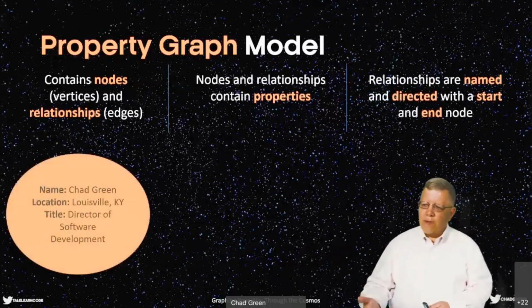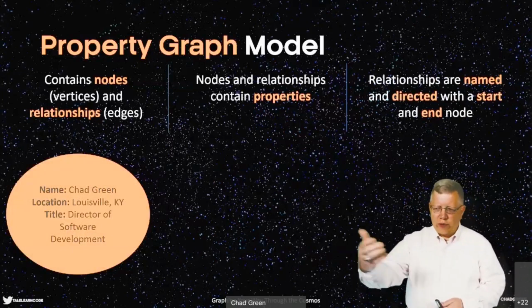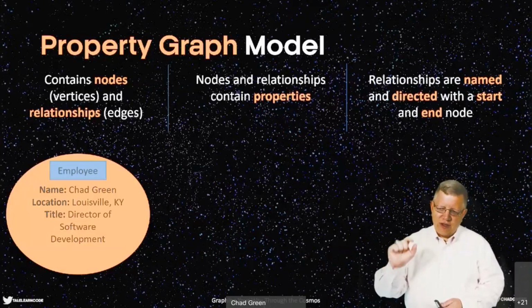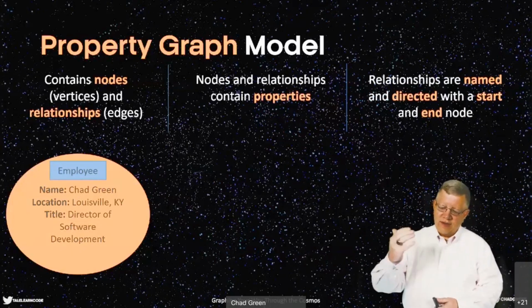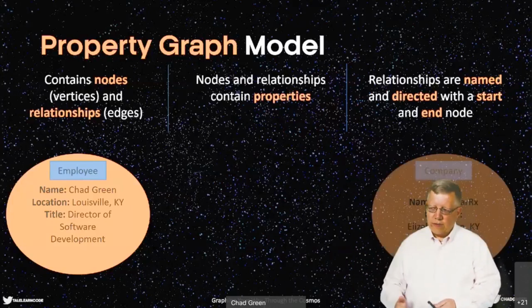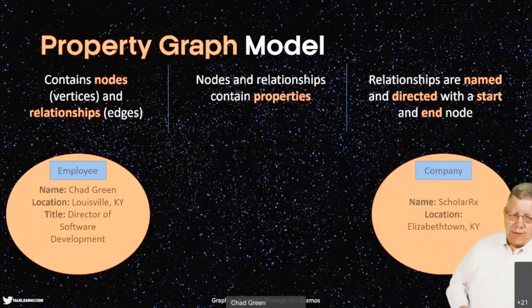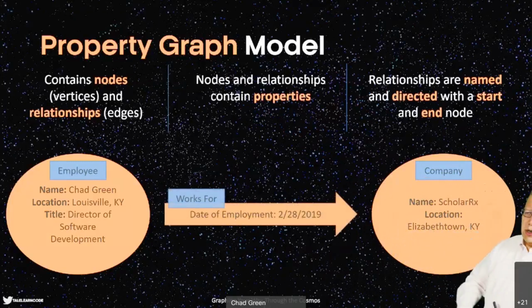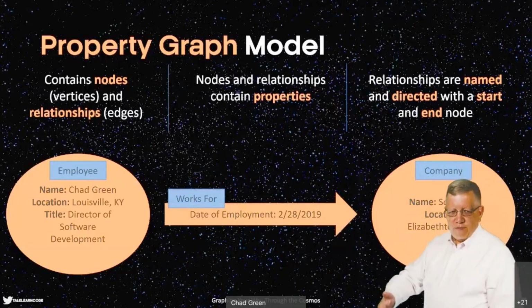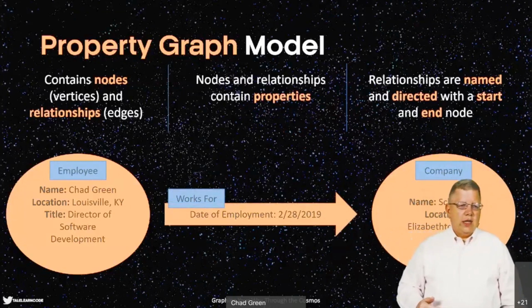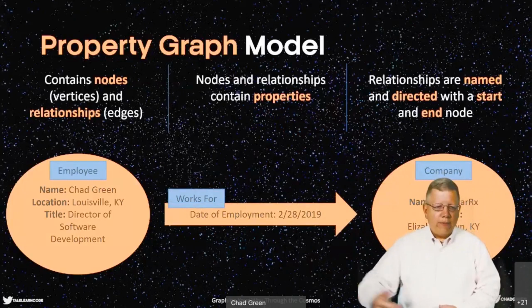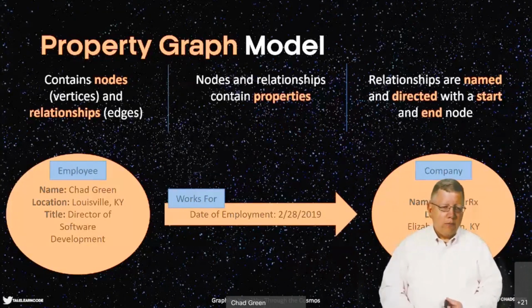And so here we see an example. We see this object here, Chad Green, Louisville, Kentucky, Director of Software Development. And then that object is labeled, right? So it actually defines what this object is. So this object is an employee with those properties. Over here, we see this company object with ScholarX, location, Elizabethtown, Kentucky, right? And then we have the relationship, works for, and then we can also have the date of employment, right? So that's a more logical place to have that type of field, especially if maybe that person works there multiple times. We can actually have multiple relationships in there.